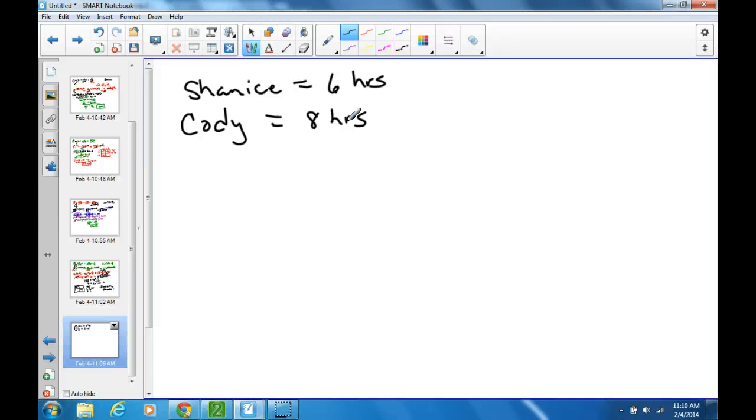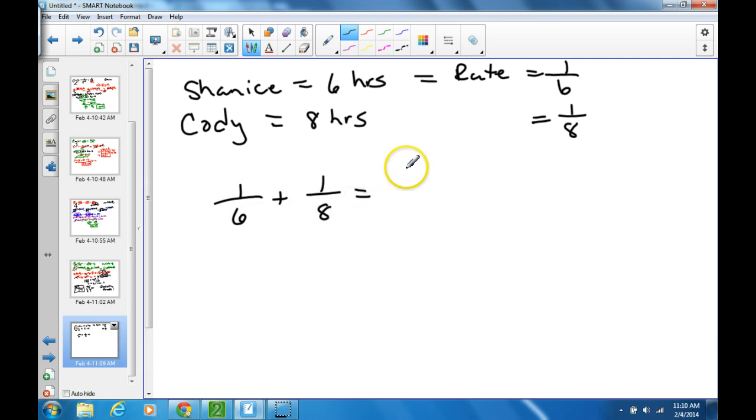So what we're going to do is find out the rate of what they're picking in 1 hour. So we're going to ignore the 40 because we're just finding out how much time it takes them to pick 40. So we don't have to worry about that. So the rate for 1 hour for this one is 1/6, right? She can pick a sixth of them in 1 hour. Same with Cody. He can pick an eighth of them in 1 hour, right? So I'm going to add these together to find out my total time that it takes them, because I know they can do one job together in 1 hour. Okay? So this is how you set it up.